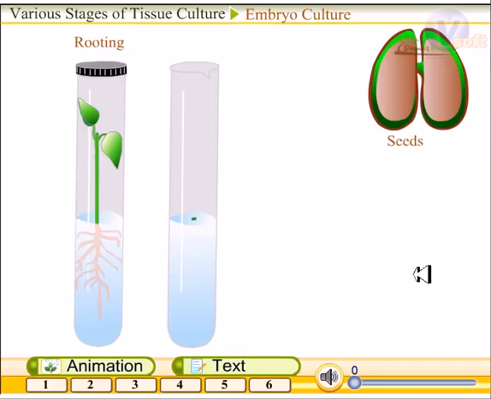Welcome guys. In this video we'll be talking about the various stages of tissue culture. We'll be looking at each stage of tissue culture and how it is actually achieved. Now the first one we are going to talk about is the meristem culture.